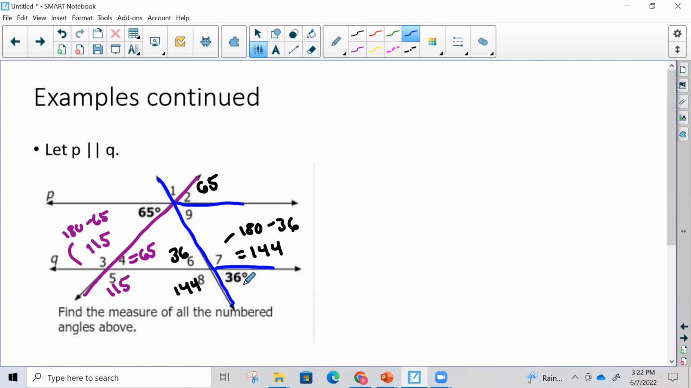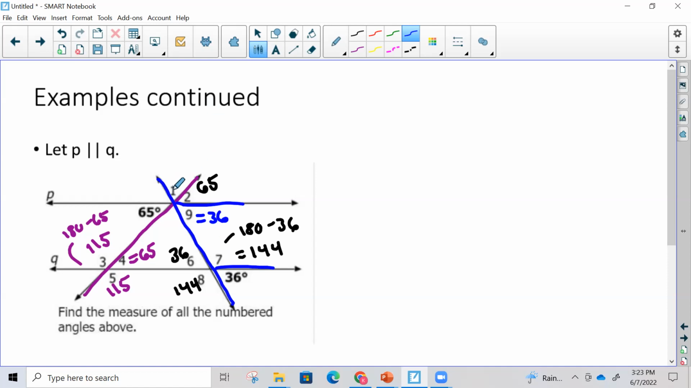And so I can compare these angles to angle 9, and you can use different ones. Since 9 and 6 are alternate interior, they're congruent, so 9 is going to be 36. You could also say 9 is corresponding to 6. They're in that same location, in the bottom right, so they're equal. Or you could use that 9 and 7 are same side interior, so they're supplementary.